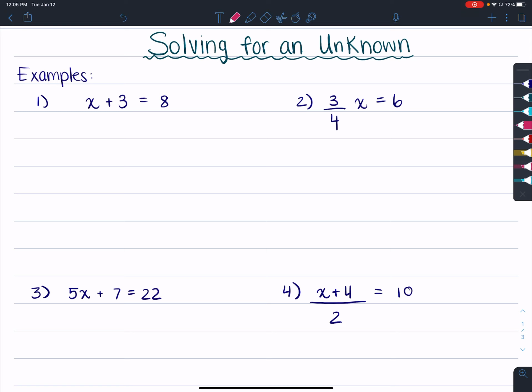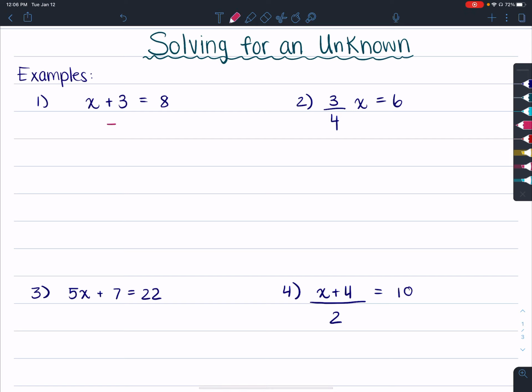So today we're going to do a little review on solving for an unknown. This is when you have an equation with an x or any other variable in there and you want to solve for that variable. We're going to start off with this first example, x plus 3 equals 8. When you're solving for x, you're trying to figure out, if you have something plus 3 and that gives you 8, what does that something have to be? The process for doing this is that whatever is happening to this x, so here you have plus 3, you need to do the opposite operation in order to figure out what x is on its own.